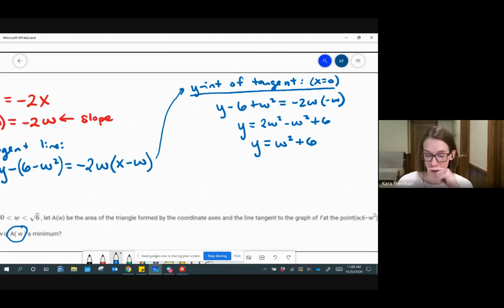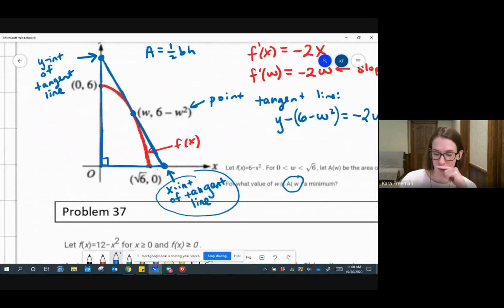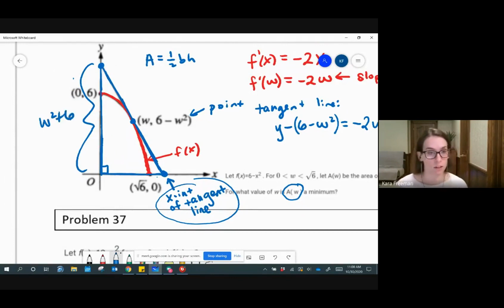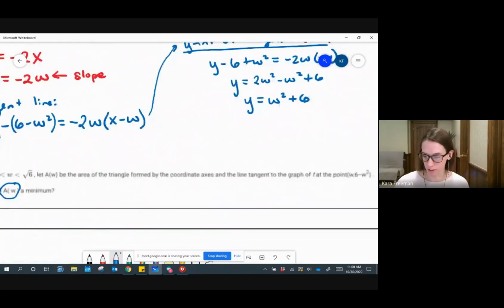Okay. So now back on my diagram, that's the y-intercept of the tangent line. So what that really is representing is the height of my triangle. That's w squared plus 6. Yeah? So now we need to do the same thing. We're going to find the x-intercept of my tangent line. This is a great problem, right? Talk about problem solving. Good gracious.